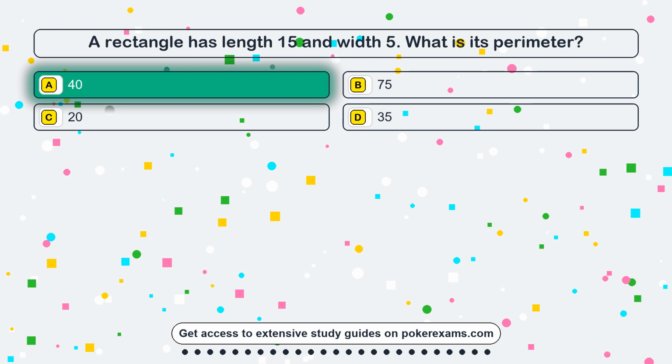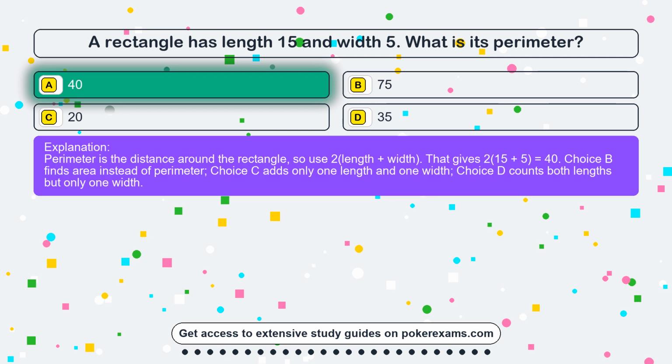The correct answer is option A, 40. Perimeter is the distance around the rectangle, so use 2 times length plus width. That gives 2 times 15 plus 5, equals 40.